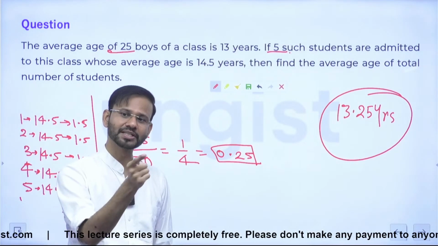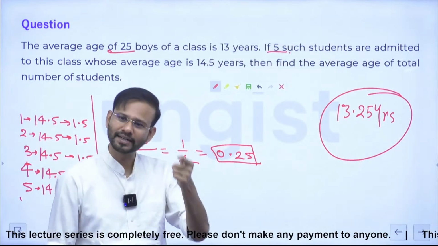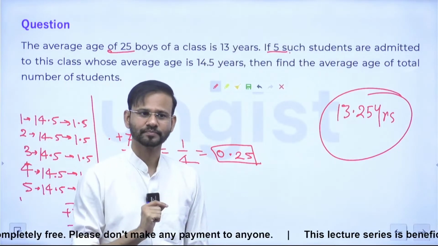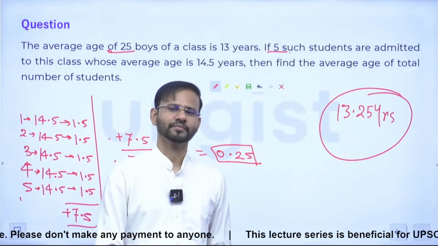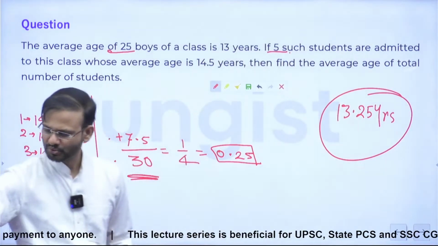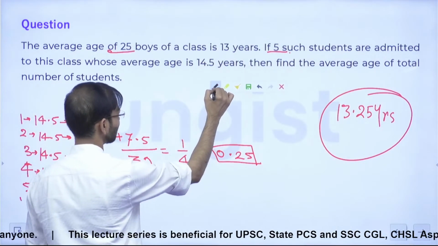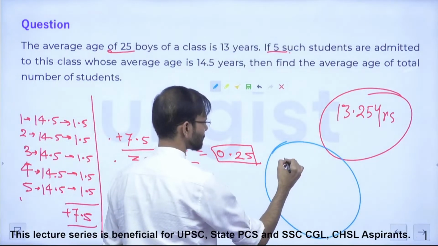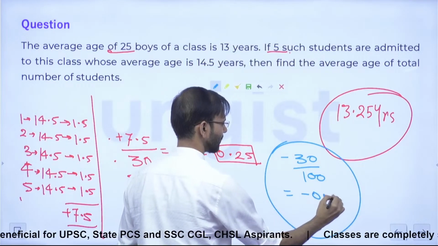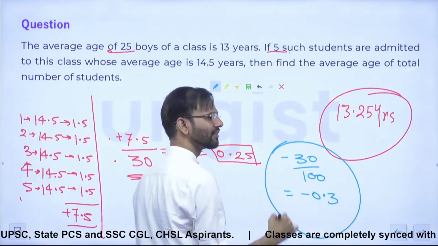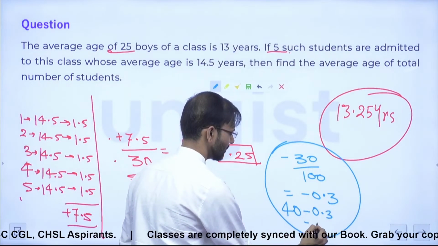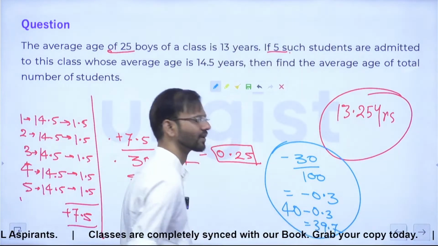And -30 will be distributed among how many candidates? 100 candidates, because 100 students are there. So each student will be getting what? -0.3. -30 divided by 100. So each student is getting -0.3. Right? So the old average was given as what? 40. So 40 minus 0.3, so this is 39.7. Right?